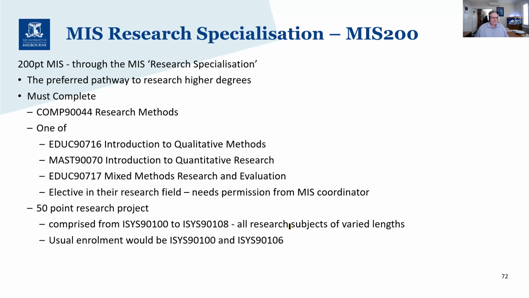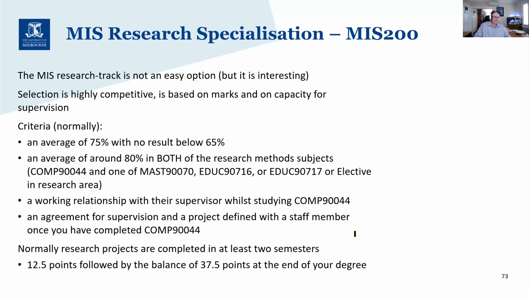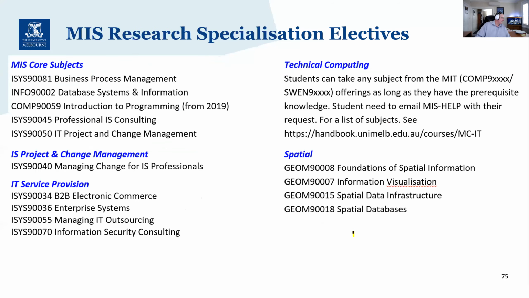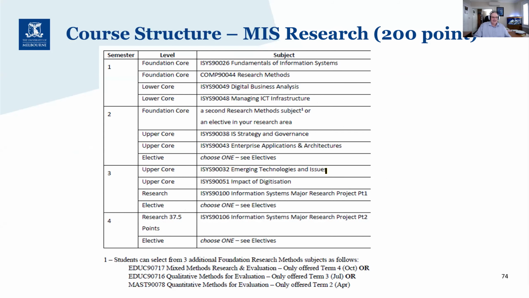The research specialization is the preferred pathway to a PhD because you get a decent sized project that you do. You have to complete Comp 90044 research methods, and then one of these subjects, where the first 3 are research methods, or an elective in your research field, and then you do your 50 points of research. It looks like this. There it is. And you can see the research components are here and here and here and here. So you're doing research essentially for the whole 2 years, but it only makes up approximately 75 points of the 200 points that you've got.